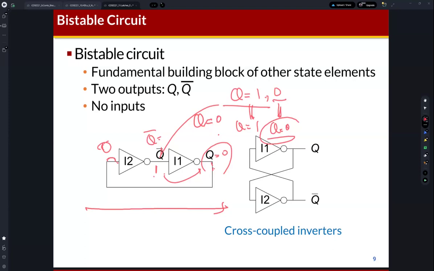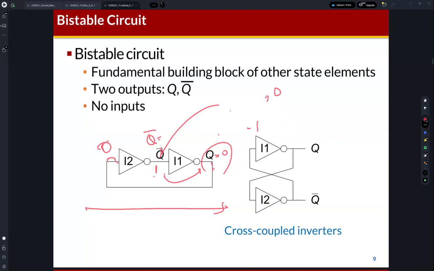Understand? So if we connect the two inverters serially, and the one output is fed back to the input of another inverter, then we can store data. We can store digital signals, which means if the initial value is given, then this initial value is maintained for a long time. It's memory. We can store some data. We can store digital signals. And this circuit is called the bistable circuit, okay?